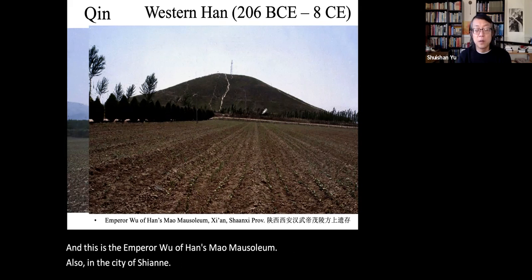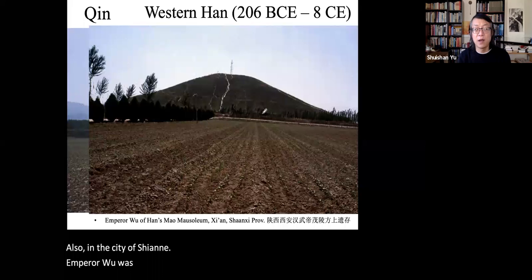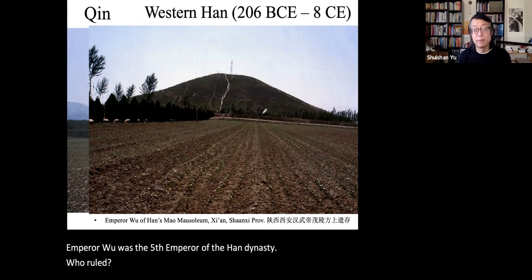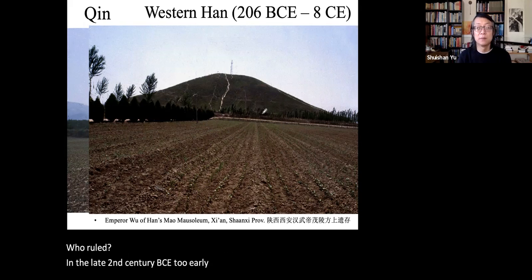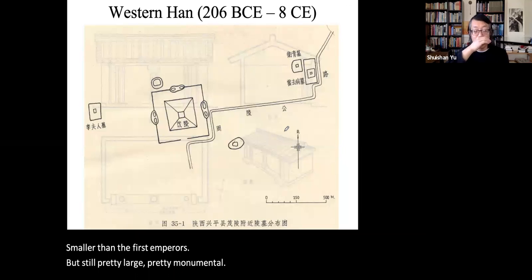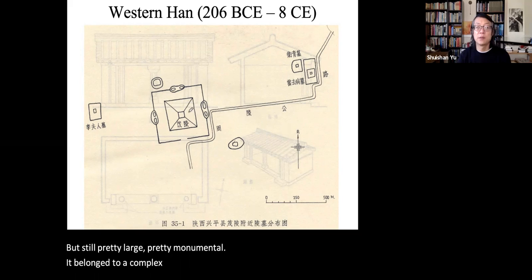Emperor Wu was the fifth emperor of the Han Dynasty, who ruled from the late 2nd century BCE to the early 1st century BCE. His tomb, a truncated pyramid, is smaller than the first emperor's, but still pretty monumental. It belonged to a mausoleum complex. So that's the emperor's pyramid, enclosed by walls with gates.